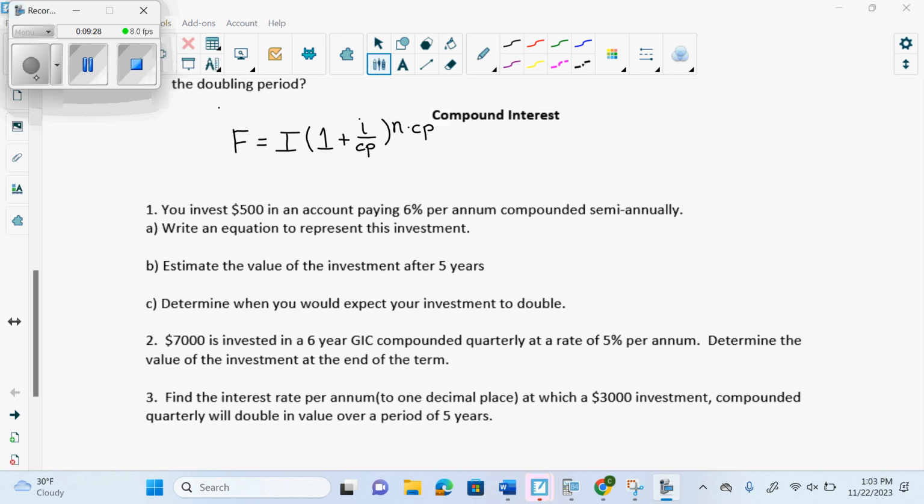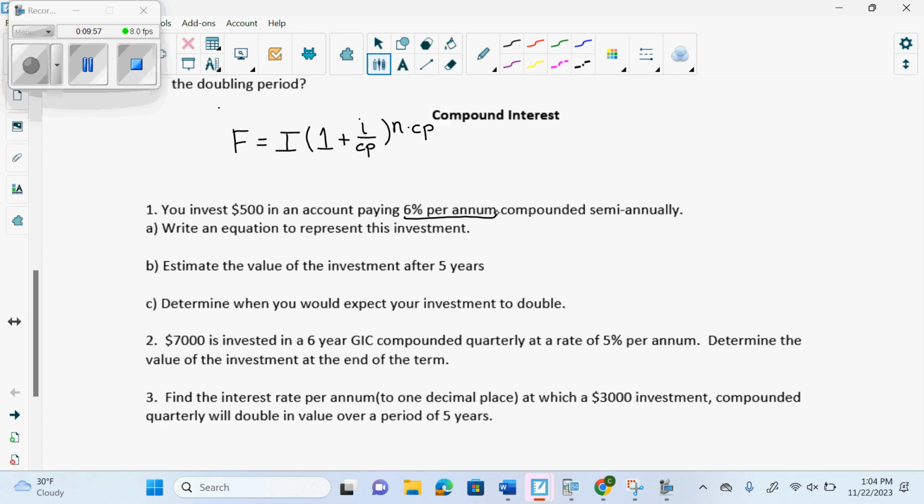All right. So here it says you invest $500 in an account paying 6% per annum. Guys, pay attention. This 6% per annum throws people off. They'll call me over, they're like, what's per annum? It's per year. It's fancy words that mean per year. Why don't they just say per year? Because they say per annum. That's what it is. So it's just per year. The interest rates are always per year.